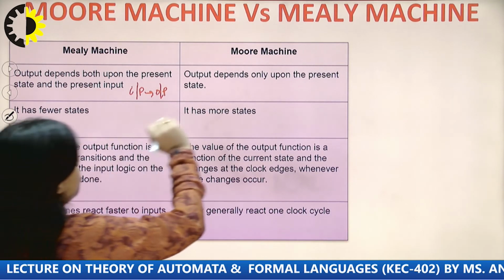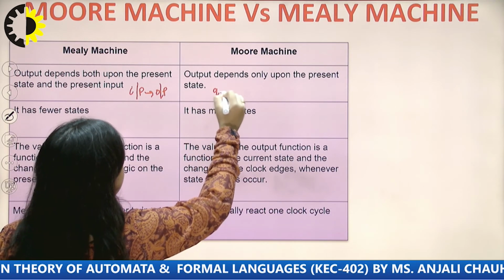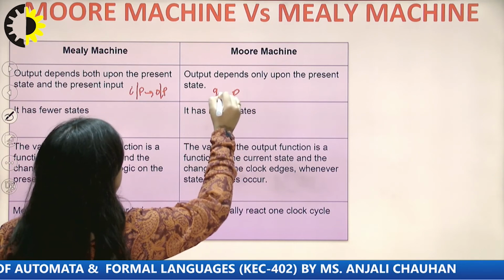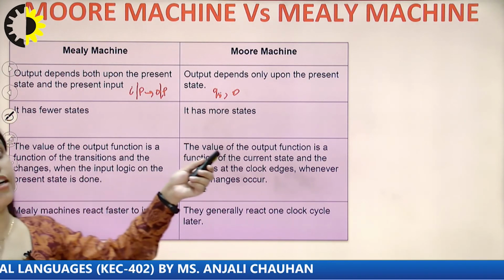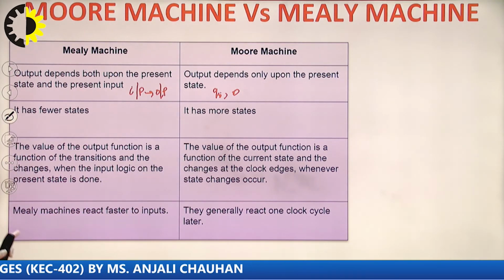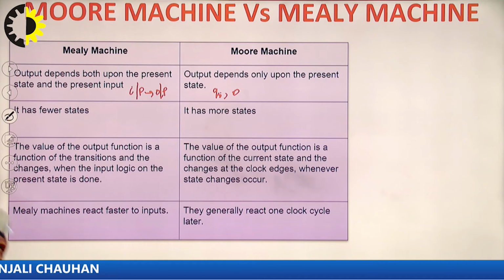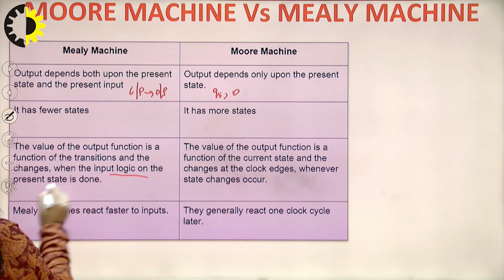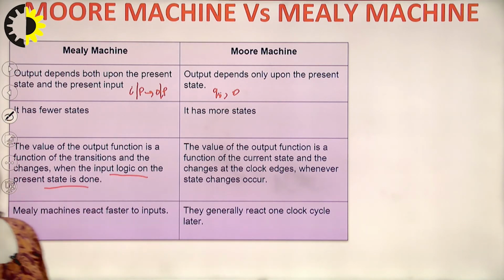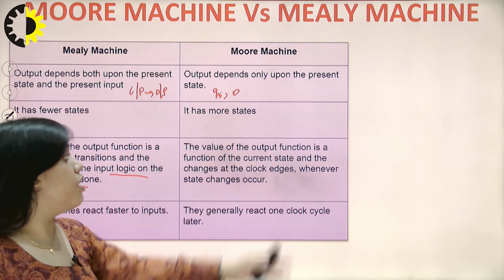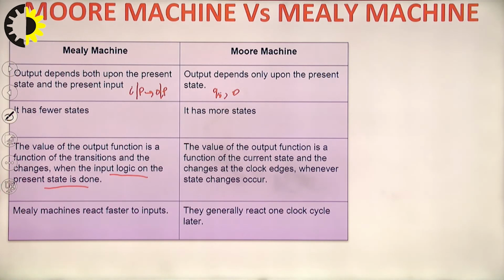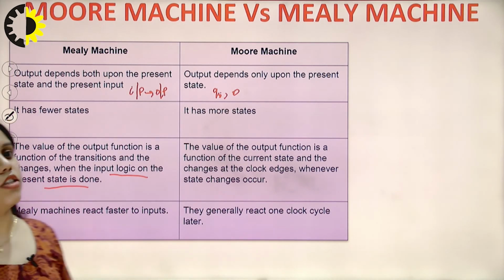But in a Moore machine, every state has an output associated with it. Similarly, it has more states, while the Mealy machine has fewer states. In a Mealy machine, the value of the output function is a function of the transitions and the present input, so whenever the input changes, the output also changes. And in a Moore machine, the value of the output function is a function of the current state and changes at the clock edges whenever state changes occur.